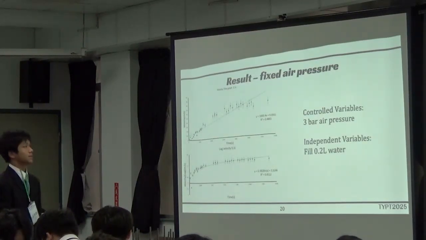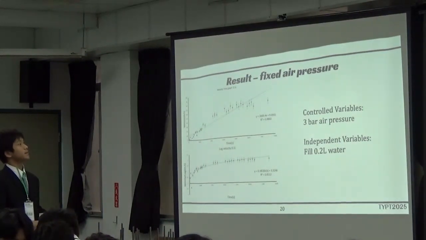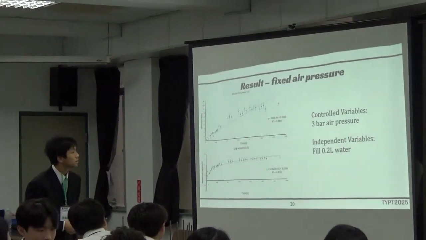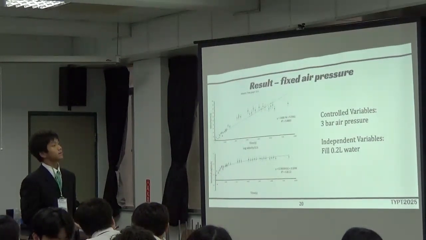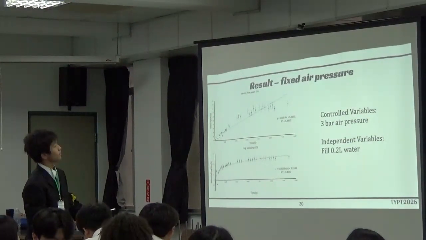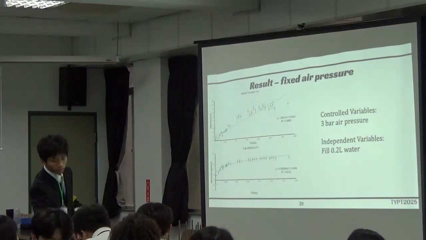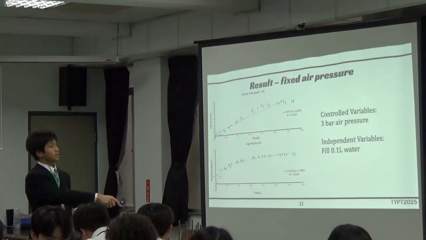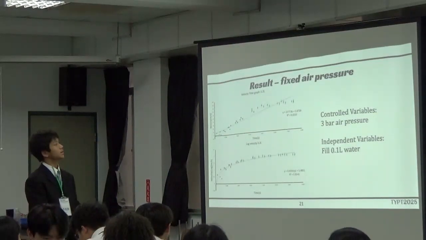And this is experiment number 2. For this, I fixed the air pressure, so only changing the water amount. I fixed it at 3 bar. Then you can see this is an accelerating chart. And this is for controlling it at 0.1 liters.